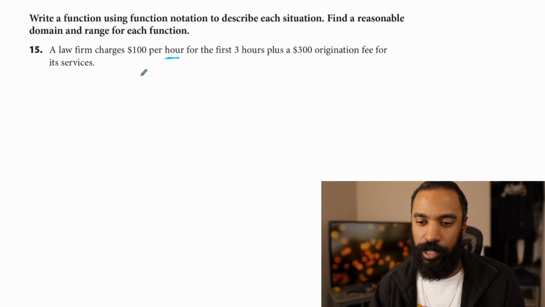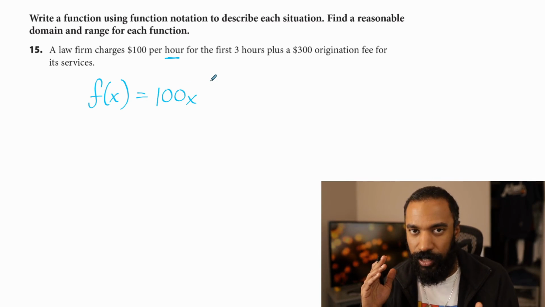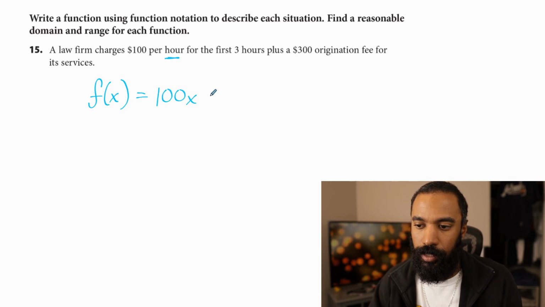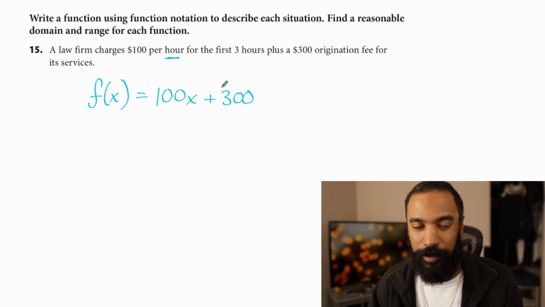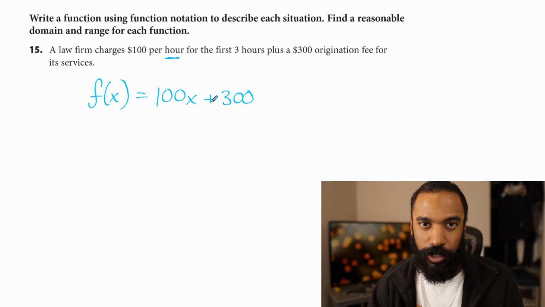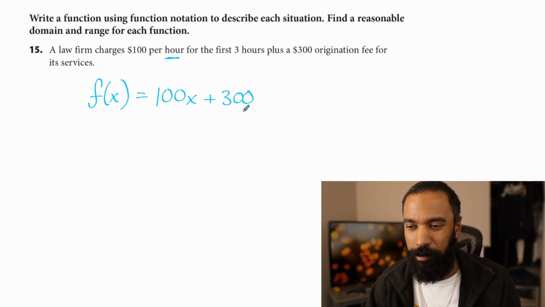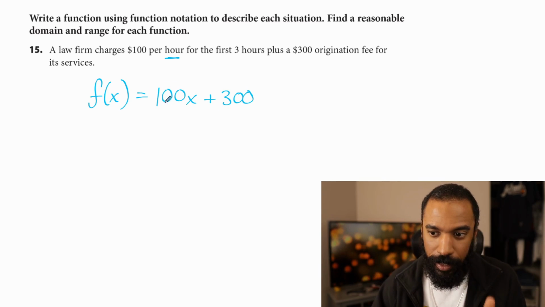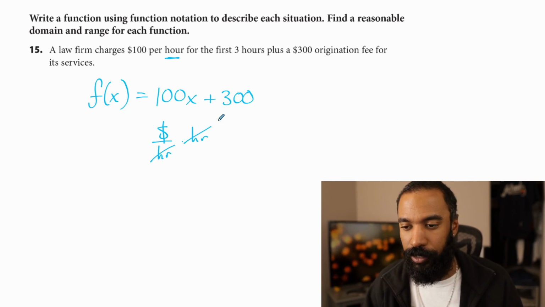But there's a $300 origination fee as well. So as far as this function goes, the dependent is how much they will charge total based on X number of hours. They charge $100 per hour, and an origination fee, meaning just having this work started, they're going to charge $300 from the get-go. Lawyers, man. Law firms. Way too much. Very expensive. That's your function right there. Everything's in dollars, like every word problem. Dollars equals dollars plus dollars. Remember, this is dollars per hour times number of hours, which leaves you with dollars. That's the unit conversion aspect.